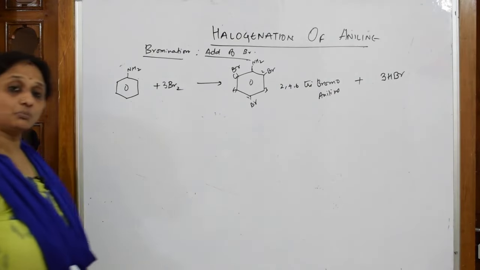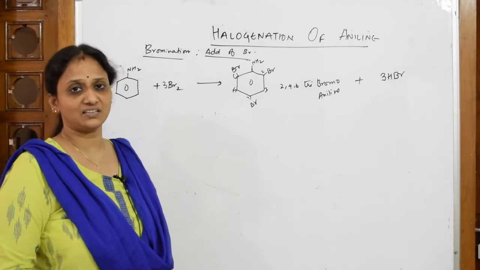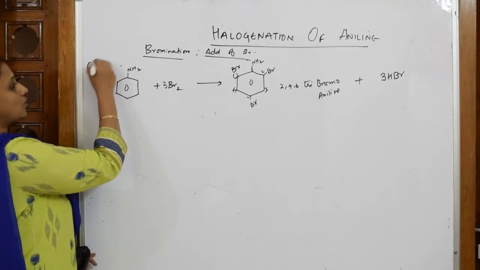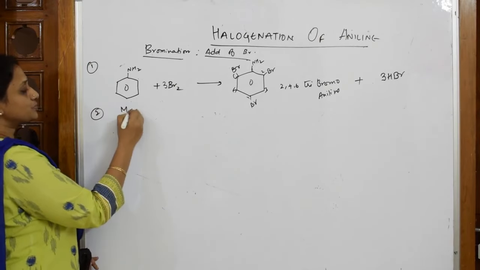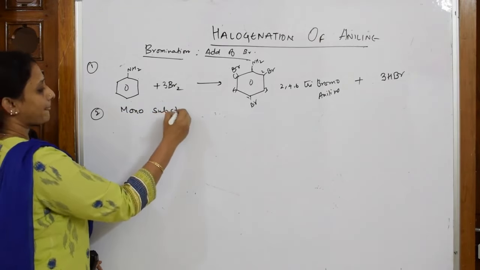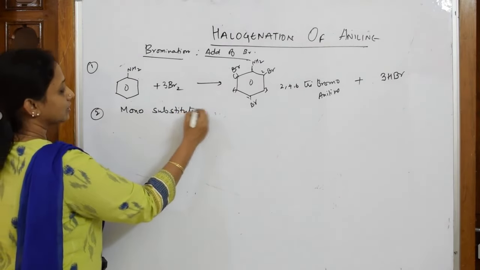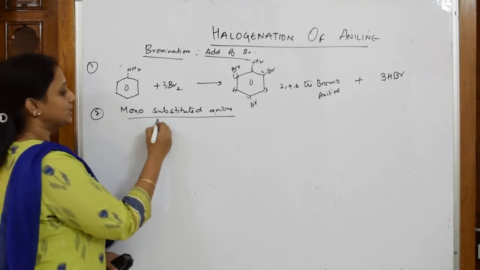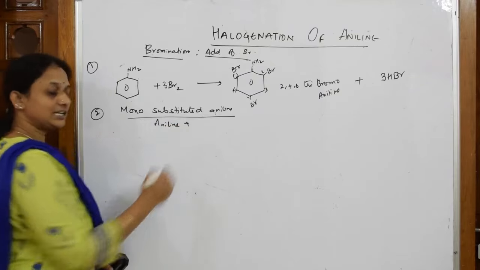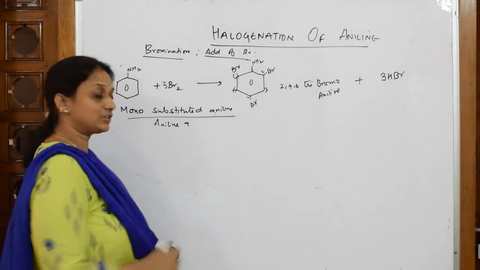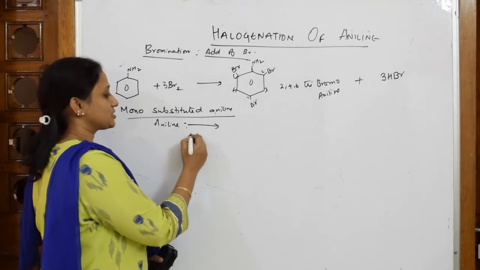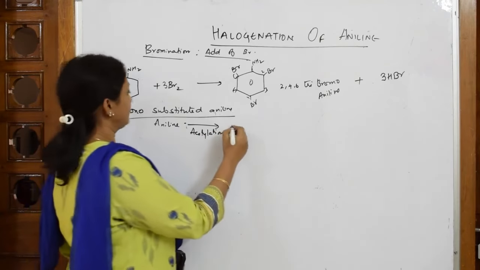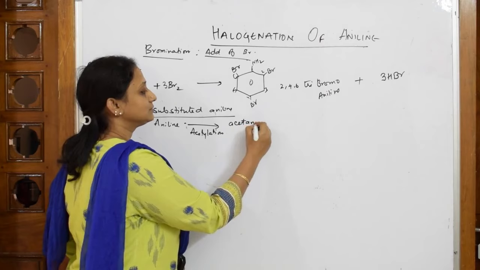Now suppose you want a mono substituted halogenated compound, what should you do? See that. Now this is for all together. Now second, to obtain mono substituted anilines, this is the procedure. Please observe carefully. First, what are we going to do? You are going to take aniline. To this aniline, you are going to allow it to undergo the acetylation process. Acetylation. When you allow it to undergo acetylation, it forms a product called acetanilide.